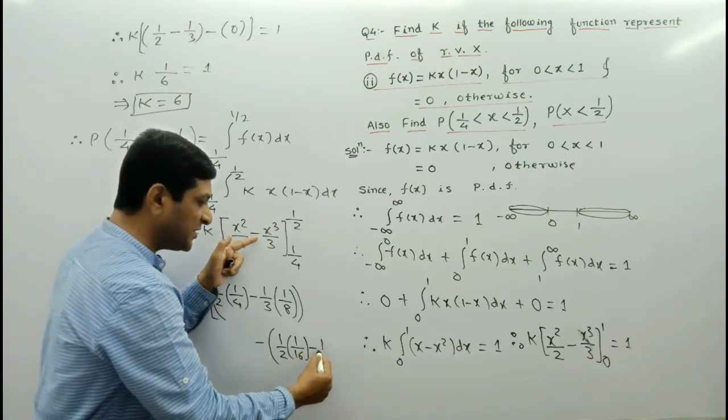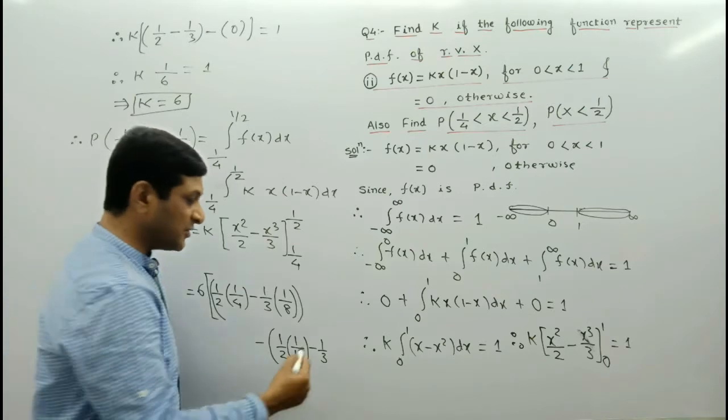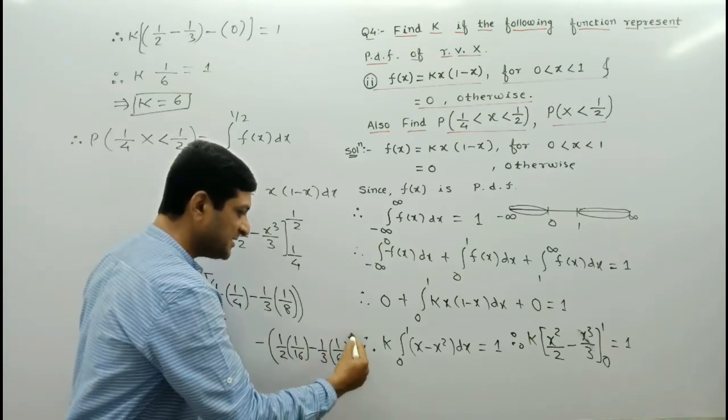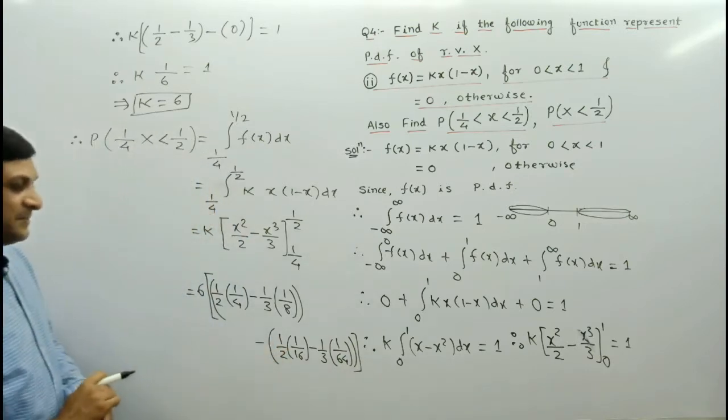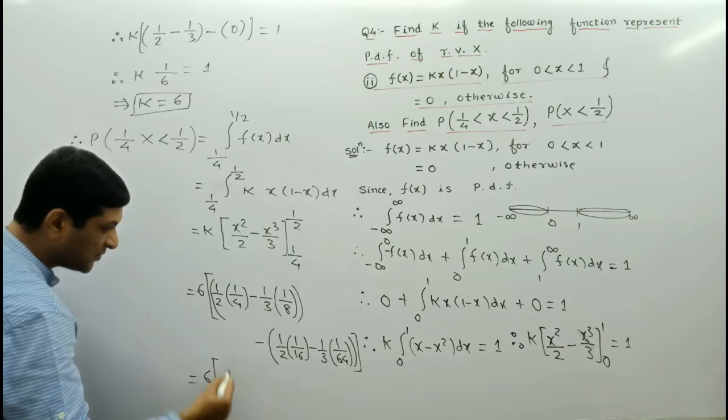Minus 1 by 3, keep it as it is. Again replace x by 1 by 4. What is cube of 1 by 4? Cube of 1 by 4 is 1 by 64, isn't it? Remaining part is just simplification part, so which is equal to 6, keep it as it is. Here see what we are getting.